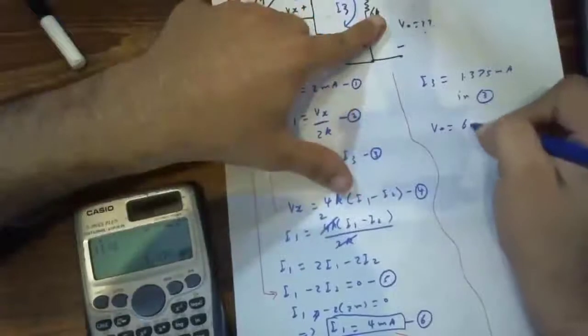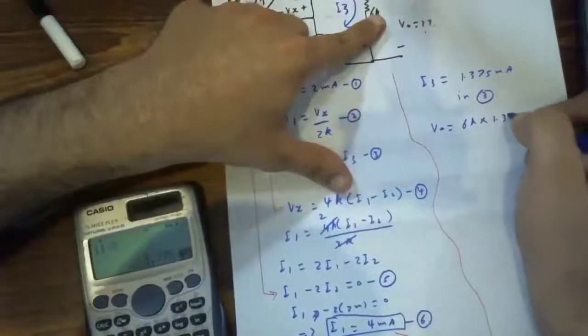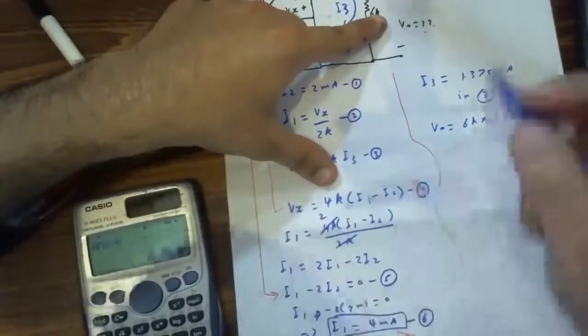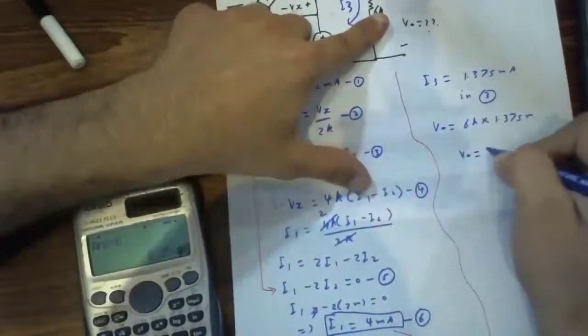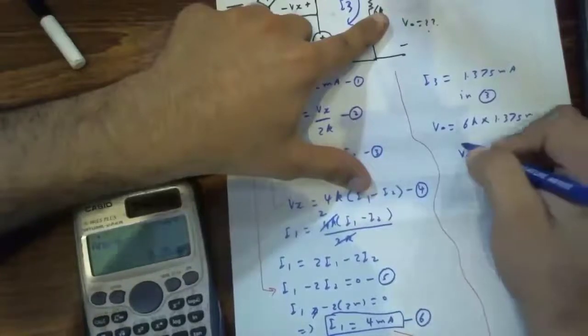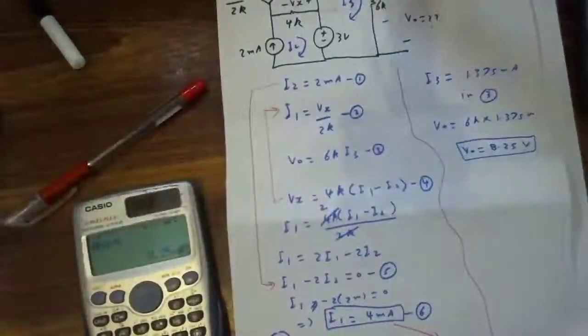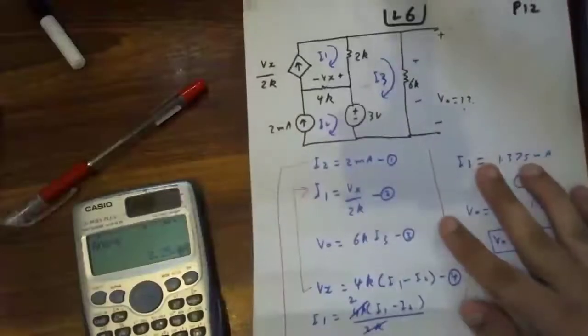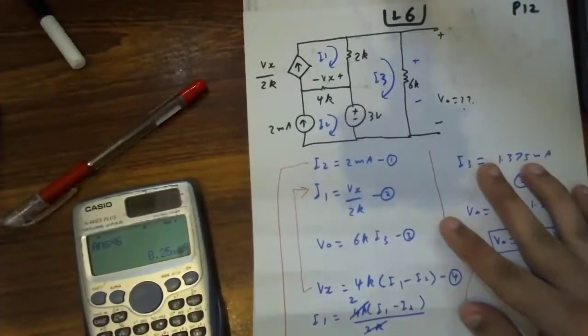So V naught will be equal to 6K times 1.375 milli, and this will be equal to 8.25 volts. So your output voltage will be equal to 8.25 volts. So this is another example that how we can perform the mesh analysis for a circuit containing the dependent sources.